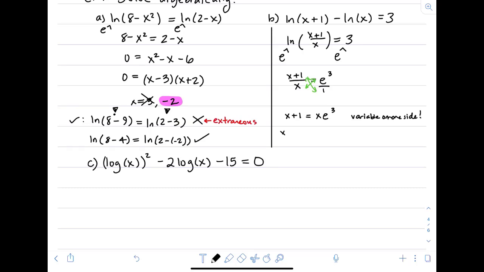So I'm going to get my x's on the left, my numbers on the right. And then I notice that x is a common factor, so I can factor that out. So I get x equals negative 1 over 1 minus e cubed.